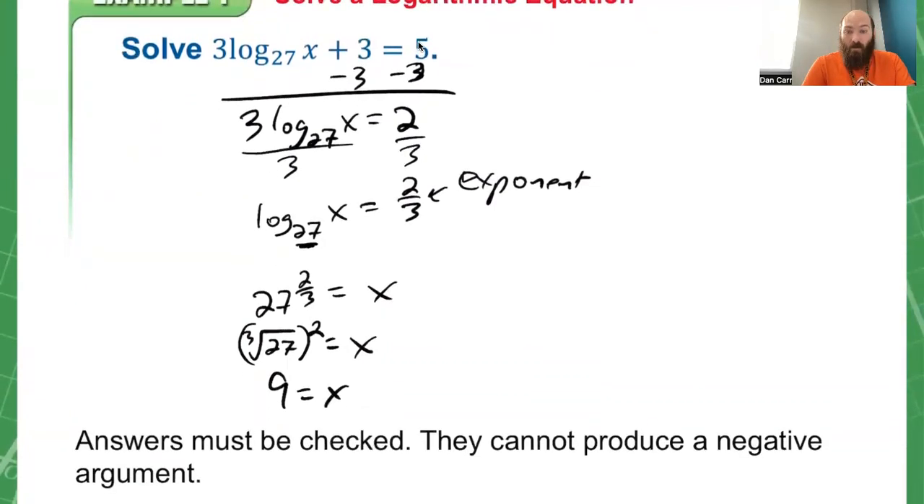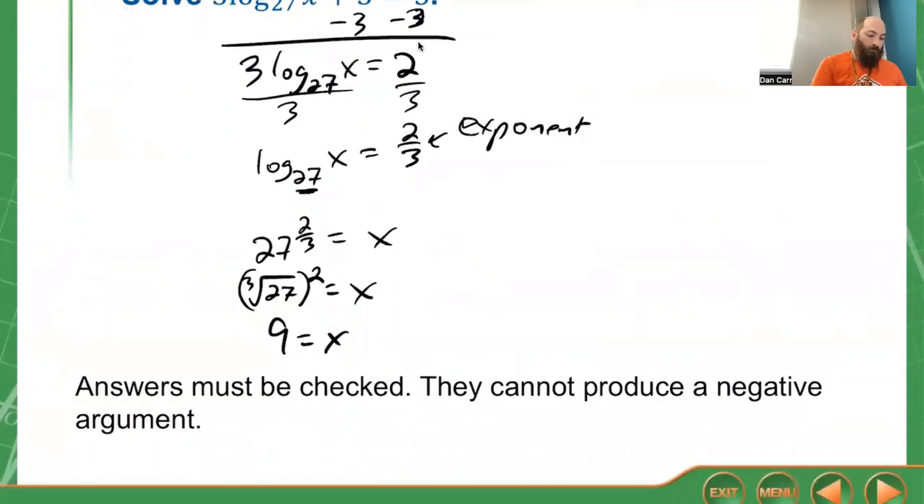Answers should be checked, though. They cannot produce a negative argument. You can't come out to a negative argument. So if x were to come out as a negative value, like -9, then -9 would not work here. We cannot evaluate log base 27 of a negative number, because you're saying that 27 raised to some power gives you a negative value, and that's not going to happen. So that's just something to be aware of. You just do a quick check: can I evaluate this in the original problem? Yes, you can, so it's good.